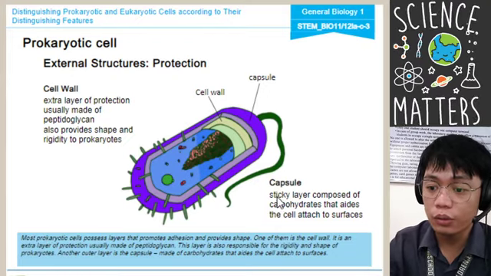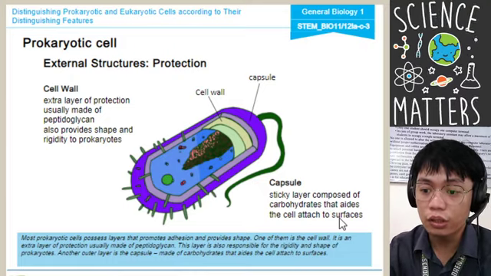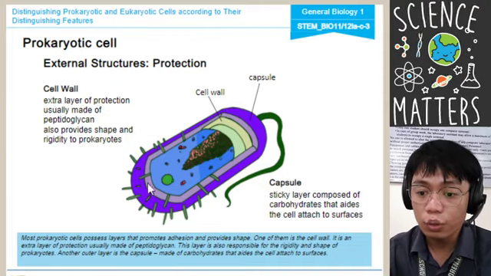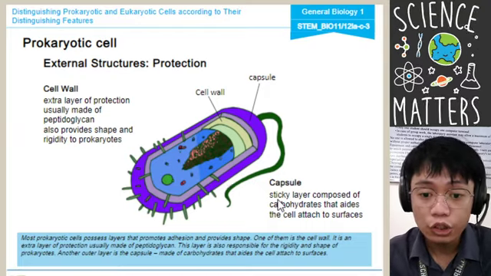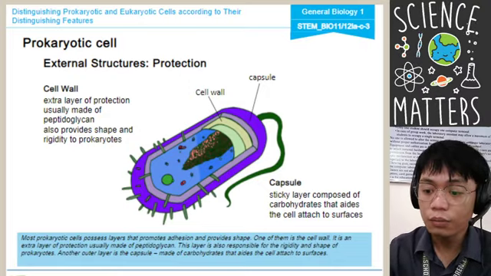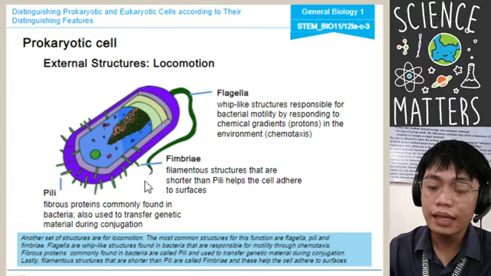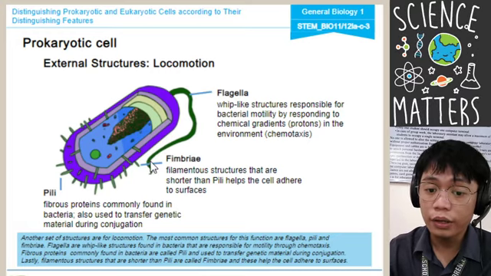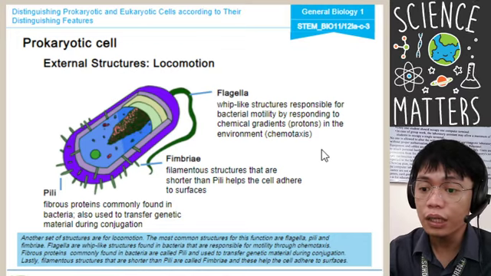We have also the capsule. The capsule is a sticky layer composed of carbohydrates that aids the cell in attaching to a surface. So that's why, with these external structures, they are able to attach to any surfaces, okay, because of the capsule. Now, we have the flagella, okay? Just like in the sperm cell, this prokaryotic cell also has flagella. When we say flagella, it is a whip-like structure responsible for bacterial motility by responding to the chemical gradients in the environment, okay?